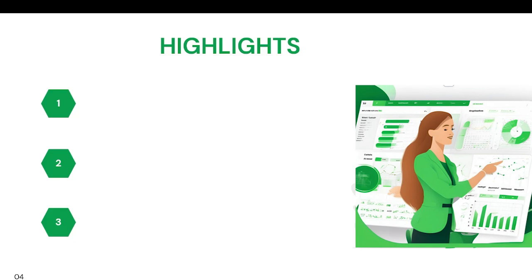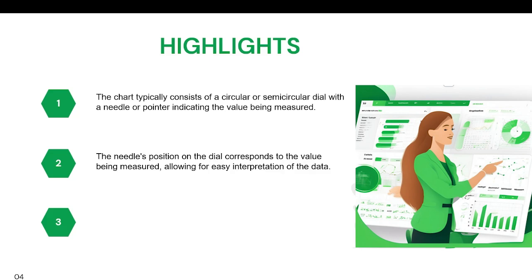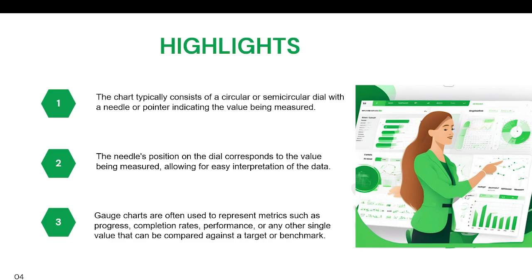Let's now check the highlights of this video. The chart typically consists of a circular or a semicircular dial with a needle or a pointer indicating the value being measured. The needle's position on the dial corresponds to the value being measured, allowing for easy interpretation of the data. Gauge charts are often used to represent metrics such as progress, completion rates, performance, or any other single value that can be compared against the target or benchmark.